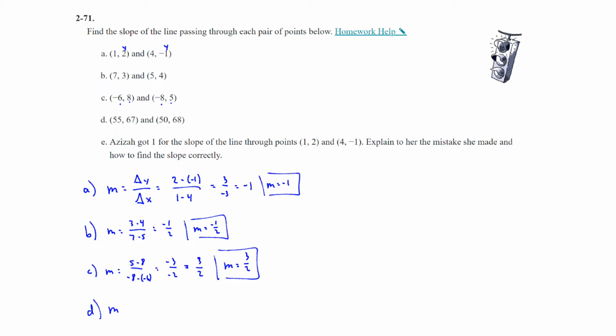On D, we'll do 68 minus 67. So I'm taking the second point minus the first point. 50 minus 55. So that's 1 over negative 5. So our slope is negative 1/5.